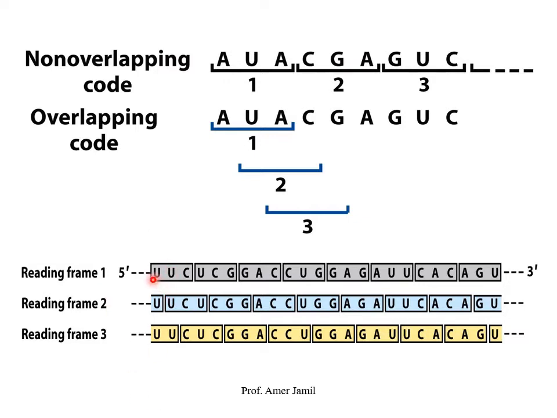If it begins from this U, these will be the codons. For reading frame 2, it may start from the second nucleotide, and you can see that there is a total change in the codon sequence, which will make it an entirely different protein. And for reading frame 3, it will start from the third nucleotide, and once again this shows an entirely different sequence that will correspond to a different protein. It means this reading frame is very important for translation.